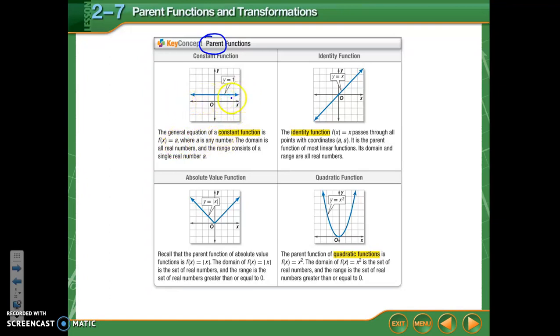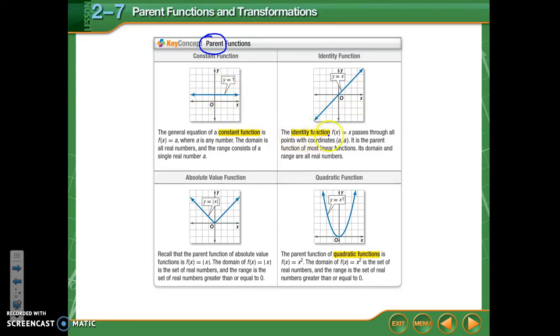It's a horizontal line, so if it's a completely horizontal line, it's going to look like y equals a number, and we call that a constant function because the y value never changes. x can be anything, x is all real numbers, and the range is just one number. In this case, it would be 1.